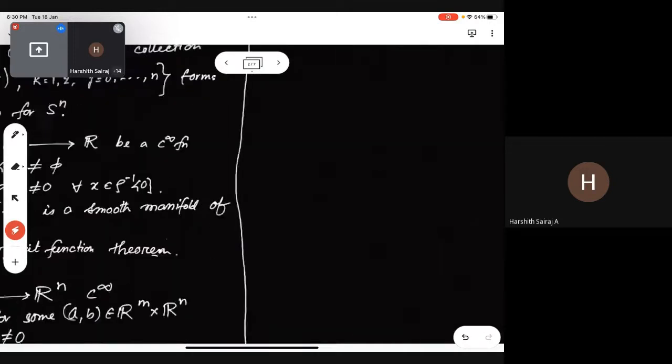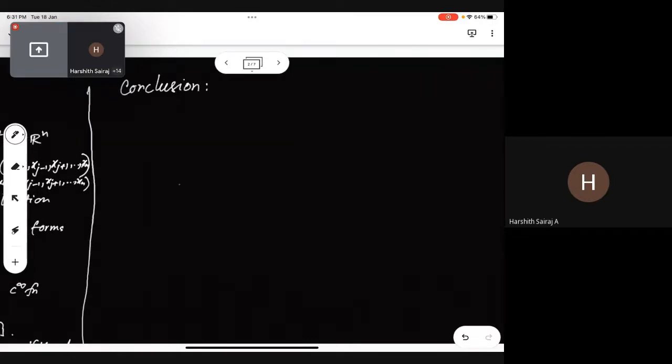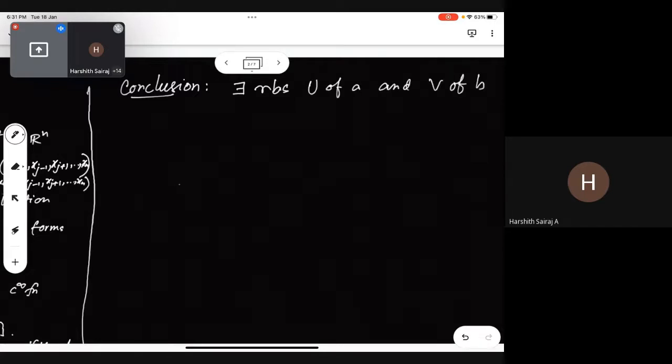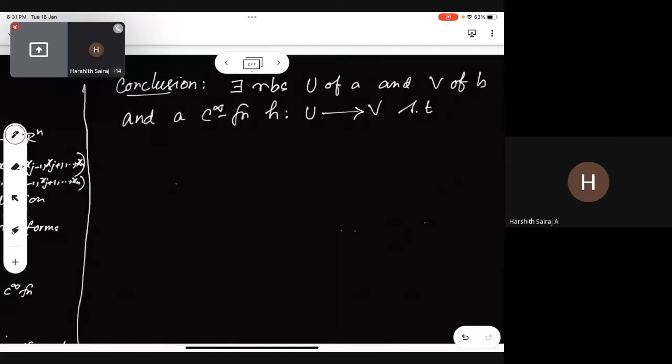Okay. So next is the conclusion. So what is the conclusion? What do you get? There exist neighborhoods U of a and V of b and a C infinity function, let's say h, from U to V, such that h of a equals b. That's it.